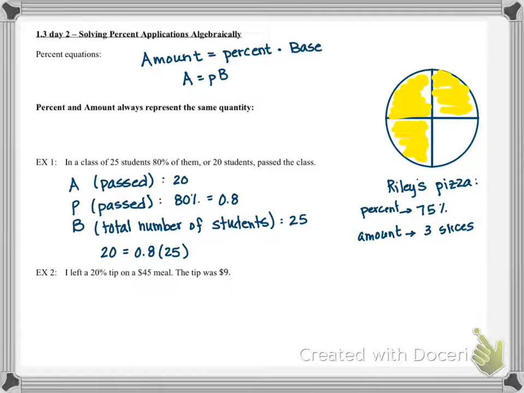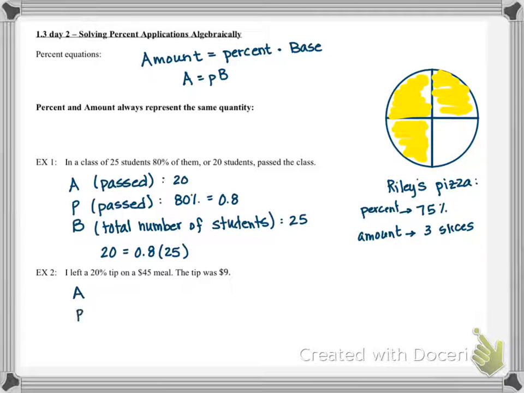And so the base price of the meal is actually changing because of the tip, as opposed to up here, where the total number of students in the class doesn't change when we find out how many pass, right? We're not adding more students to the class, as opposed to down here, when we pay a tip, we're adding more money to the bill. So those are the two different types of situations.